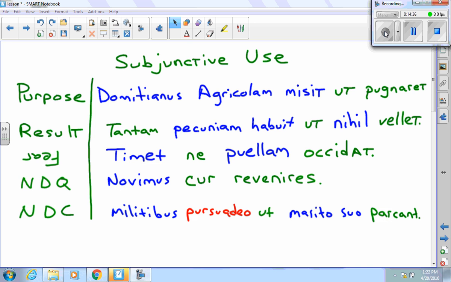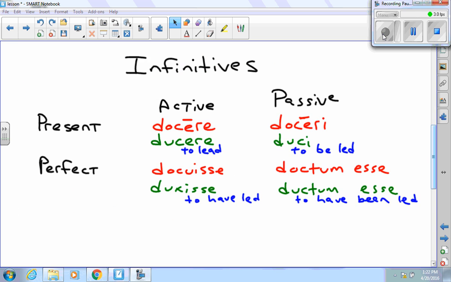Infinitives are a huge part of this test. Here's a list of them. I gave you a second and a third because I just chose to. Make sure that you can tell what conjugation each one is. So in this case, docere is second because of the long mark over the E. Ducere is third because there is no long mark over the E.